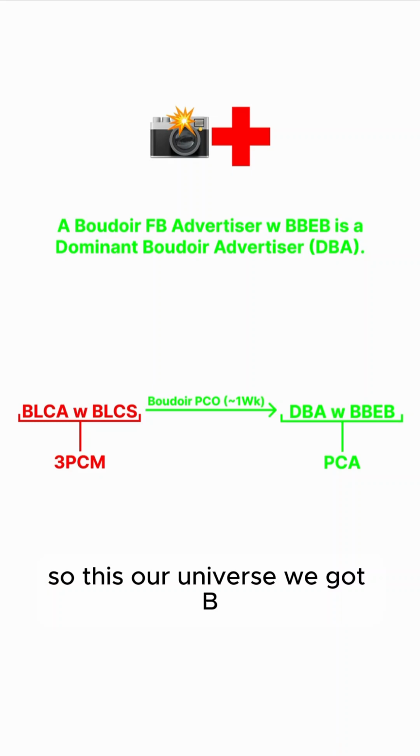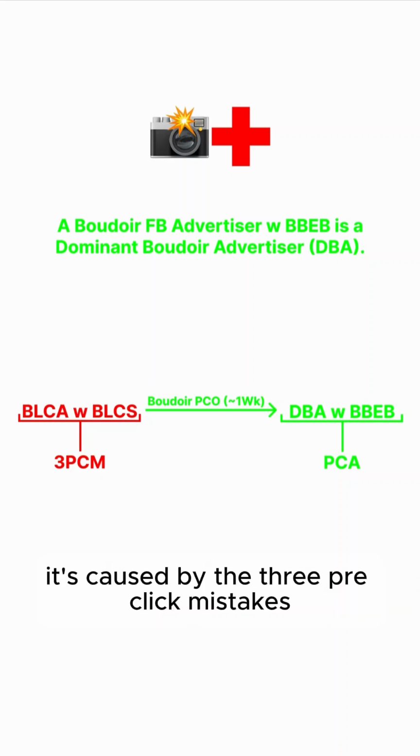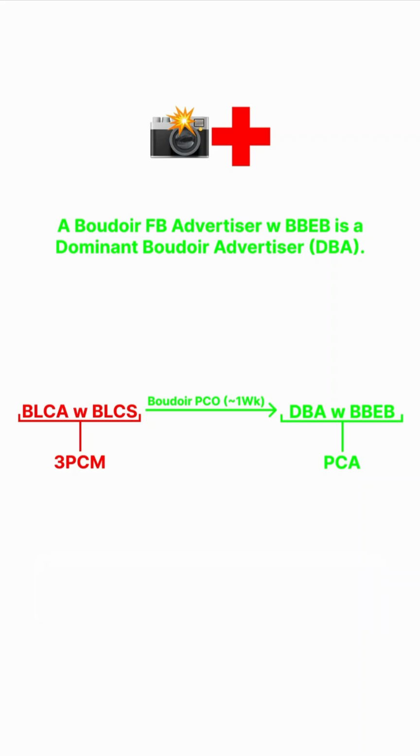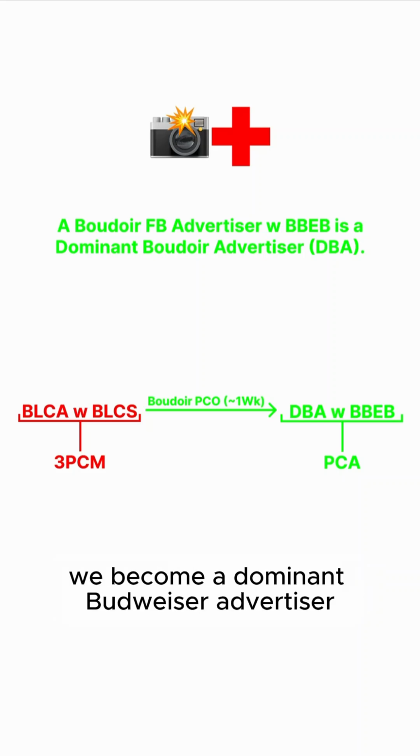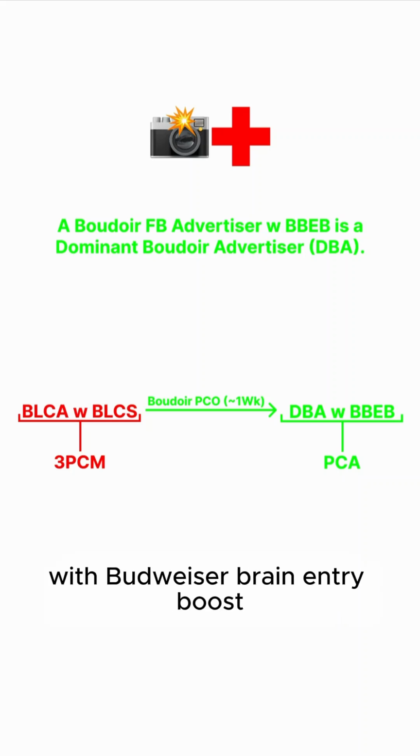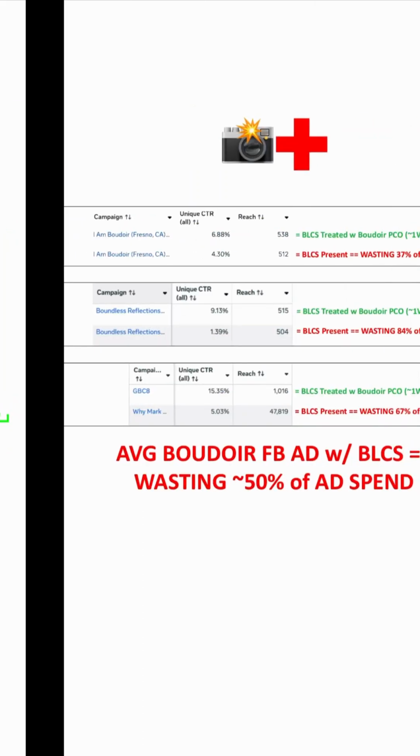So this is our universe. We got BLCA with BLCS. It's caused by the 3 pre-click mistakes. We get treated with Boudoir Pico, takes about a week. We achieve pre-click alignment. We become a dominant Boudoir advertiser with Boudoir brain entry boost.